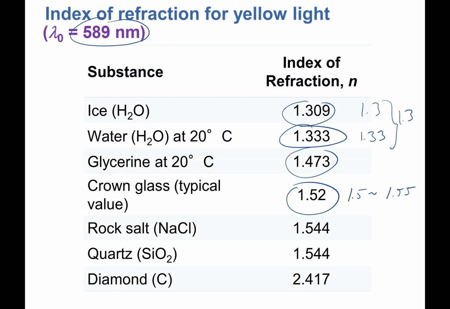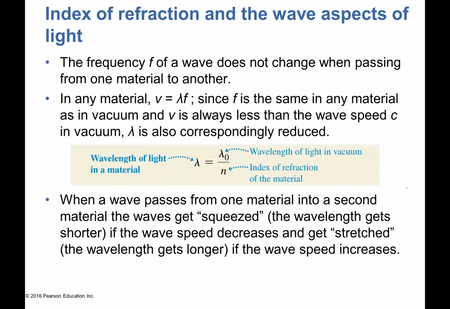Okay. But the question here is this: why does the light slow down when it goes into a more dense medium? Well, think like this. Here's a wave, and let's say this is the wavelength. Let's say this is the original wave, and this is air or vacuum, which for us is the same.